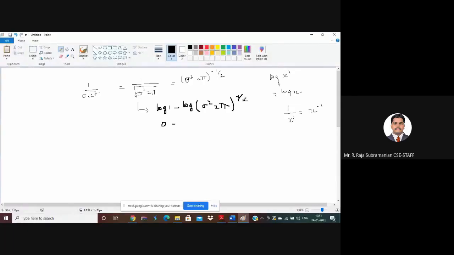You say that log x squared can be written as 2 log x. How do I write minus 1 by 2 log sigma squared 2 pi, the whole power minus 1 by 2? Yes, minus 1 by 2 log sigma squared root 2 pi.